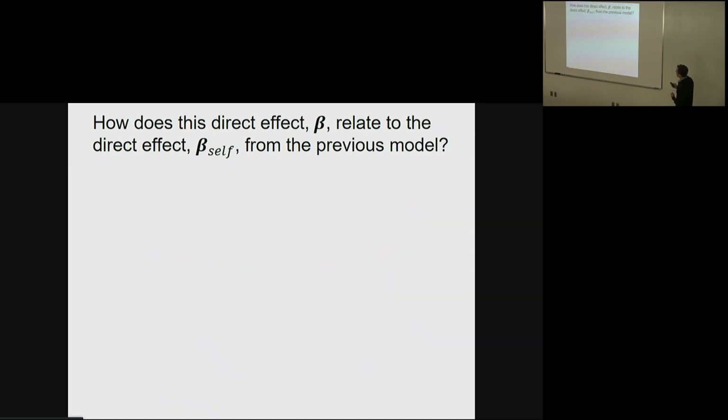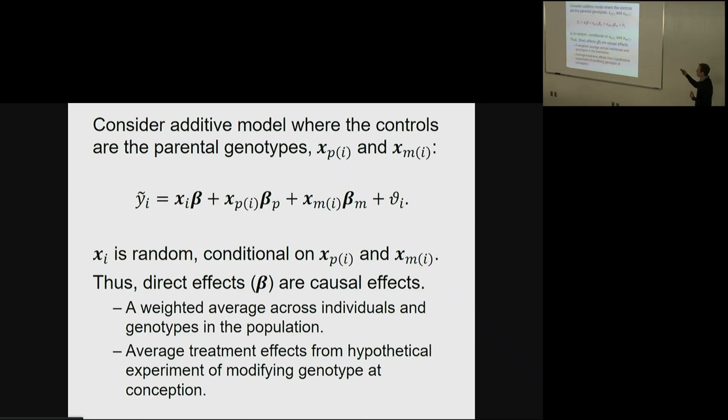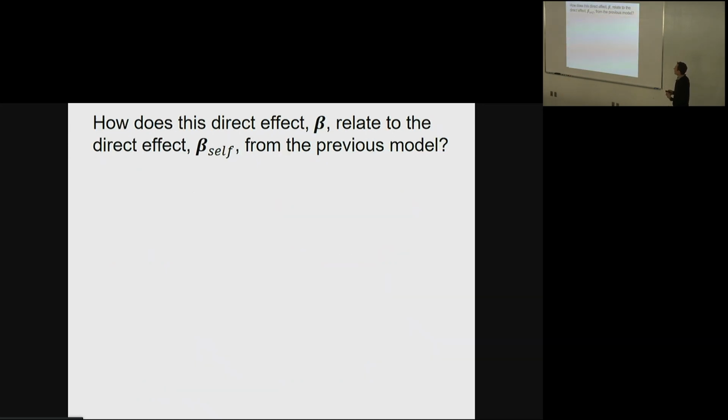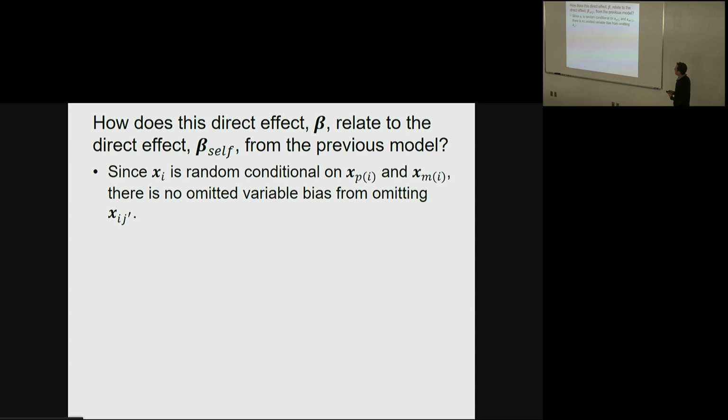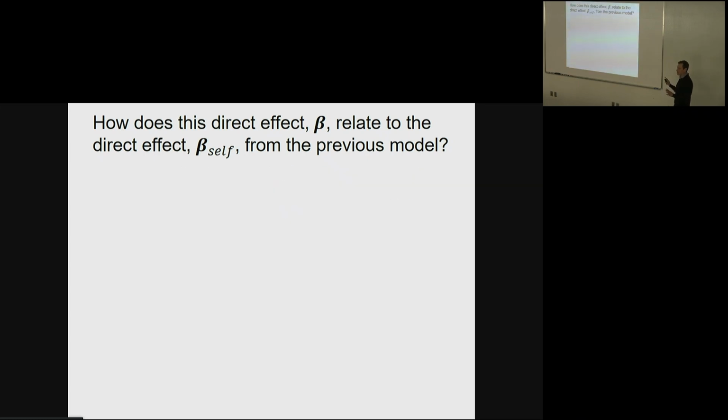So now I want to ask a question. I just called this the direct effect, but I also called this beta self from the sibling model a direct effect. How do they relate to each other? Are there two different concepts of direct effect that we're talking about, depending on whether we're doing a sibling difference or parental controls? The answer is they're equal to each other. They're not two different concepts. They're the same thing. Here's the argument.